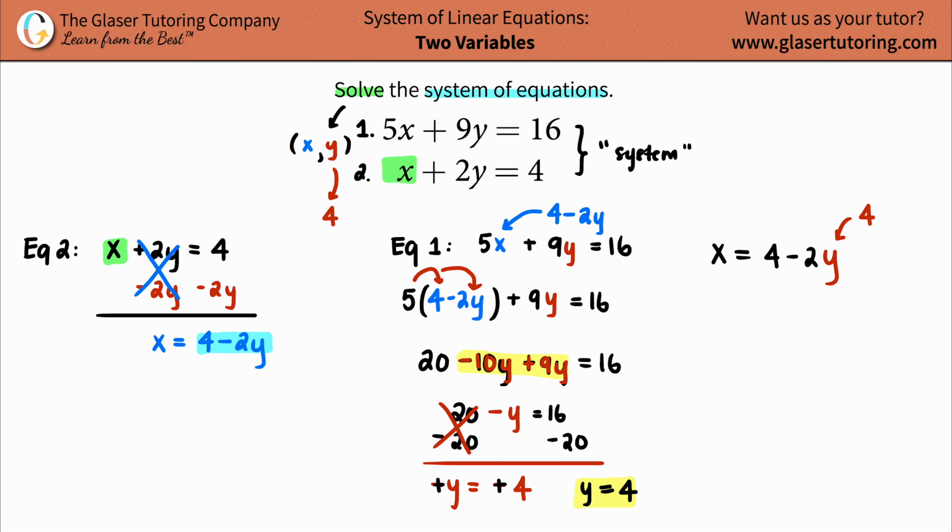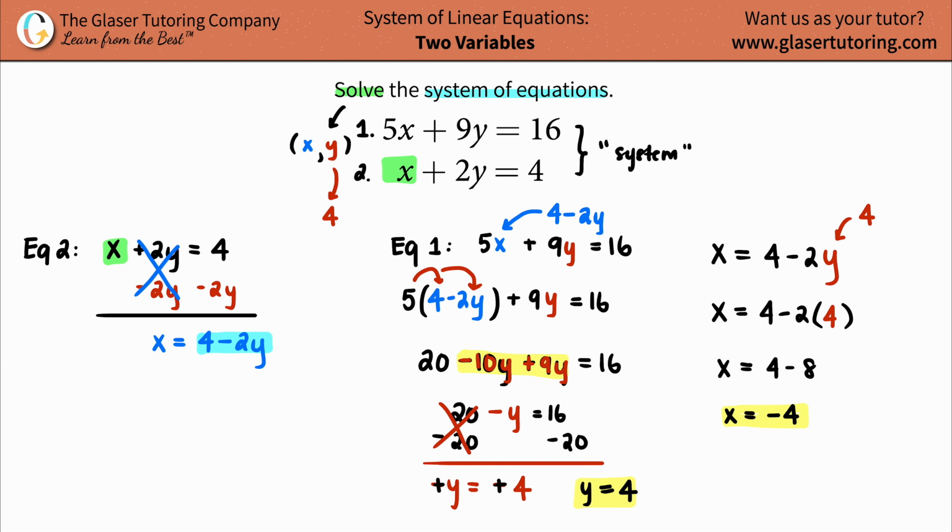So x equals 4 minus 2 times 4. And let's just solve, right? x equals 4 minus 8, and x is going to equal a negative 4. And that is the second part.